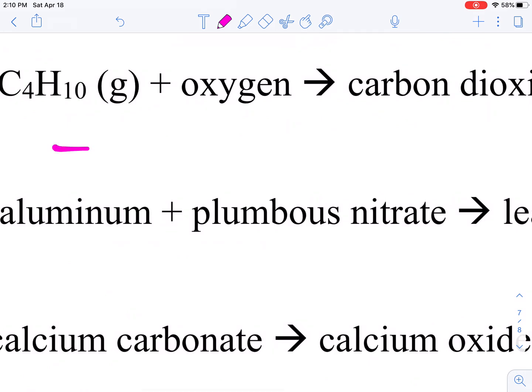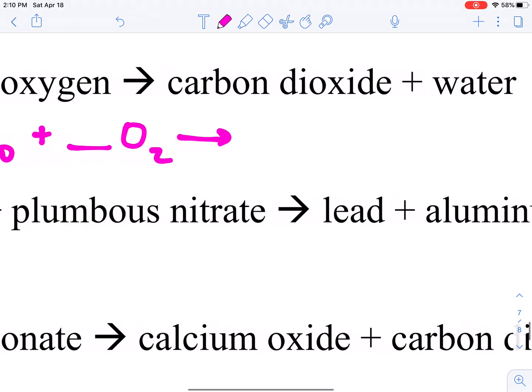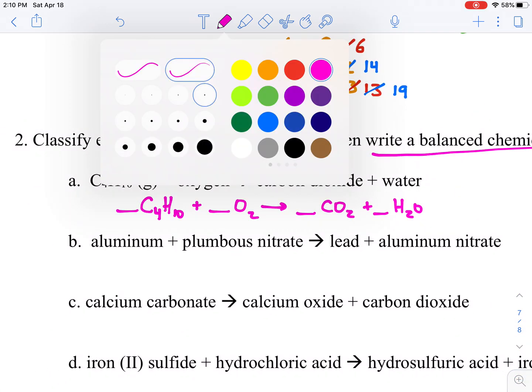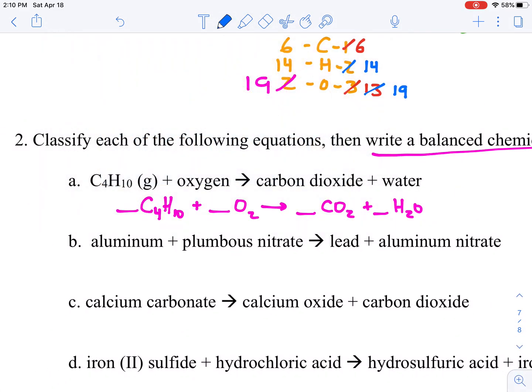So we have C4H10 in letter A, plus oxygen. We know oxygen's diatomic, so O2. That's coming together to yield carbon dioxide and water, CO2 plus H2O. Now we would need to balance this. When we balance, we have 4 carbons on the left, so let's get a 4 here. We're going to put a 5 here.